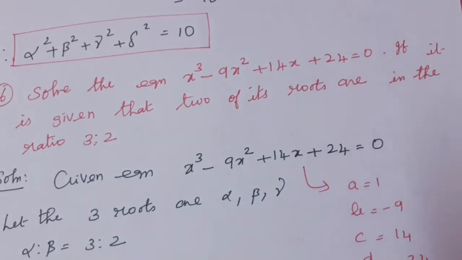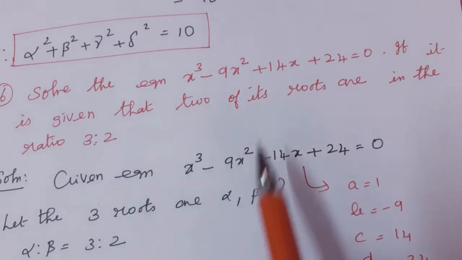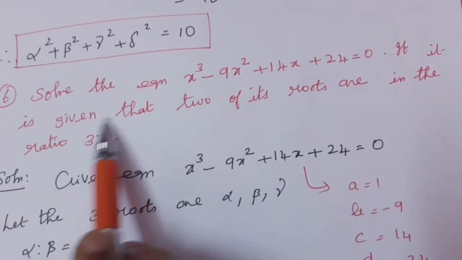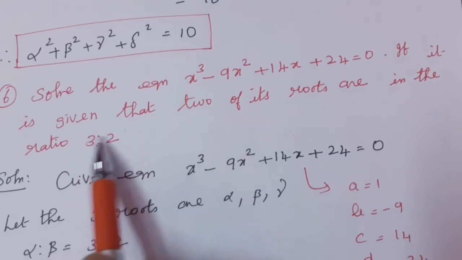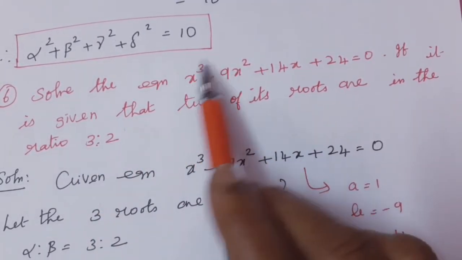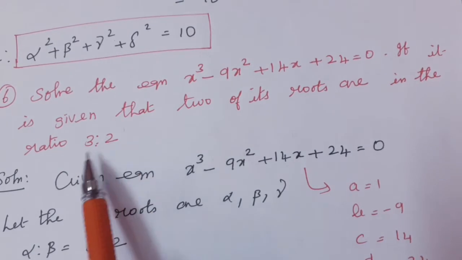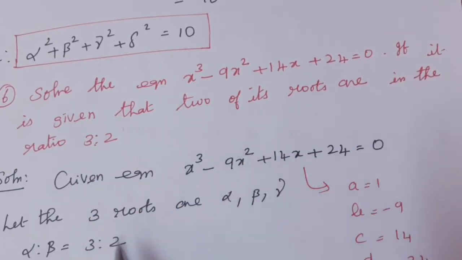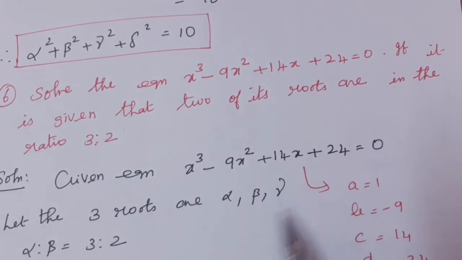For the 5th, sum of the squares of the roots. Here what is being asked? Two of its roots are in the ratio 3:2. That is a cubic equation. Among the cubic equation's roots, two are given in the ratio 3:2. Keep it in mind. Read the question properly. Afterwards, depending upon the question, we take the roots.